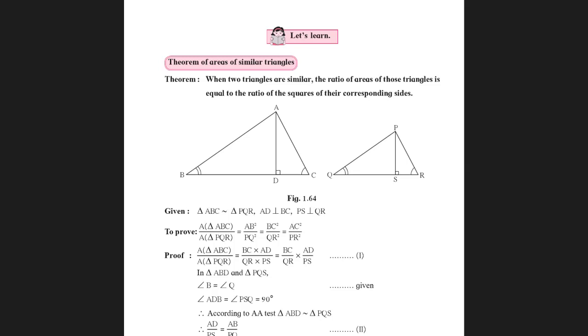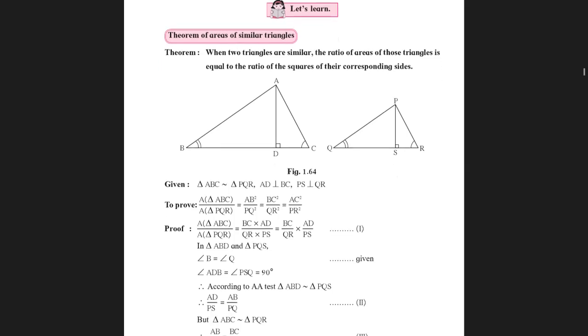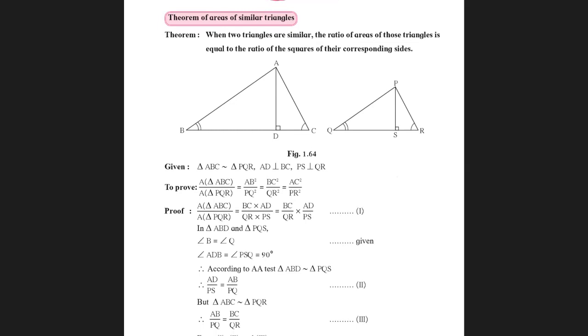Now, what are you given? You are given two triangles which are similar. You are also given the perpendiculars, AD perpendicular to BC, PS perpendicular to QR. Now, how do we prove it? First thing, area of triangle ABC upon area of triangle PQR is equal to base into height upon base into height of the other triangle. So that's BC into AD upon QR into PS. This we can separate and write as BC upon QR into AD upon PS. This is equation number 1.